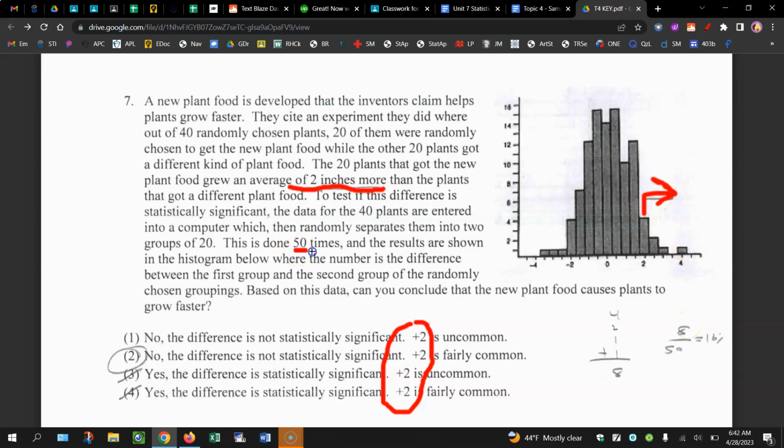They did this 50 times, so there's 50 dots. 8 out of 50 is 16%. So this is not unusual at all. It's not statistically significant. That's why I got rid of choice 3 and 4. And then we're looking at a difference of +2 or more. It's not uncommon, it's fairly common. Uncommon would be it's less than 5% of the time, so that's why this is answer choice 2.